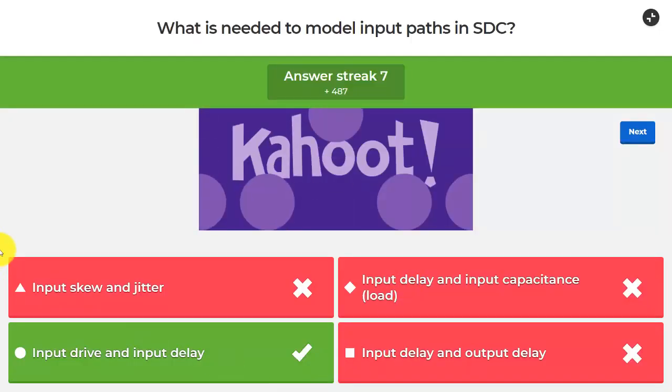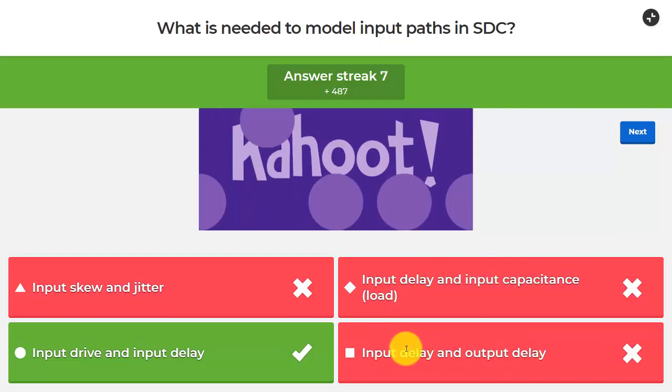In any case, going back to the Kahoot, input skew and jitter is not what we, I don't even know exactly what that means, I guess. Input delay and input capacitance. So we don't care about the input capacitance. We know what the input capacitance is. That's part of our design. So that's not the right answer.